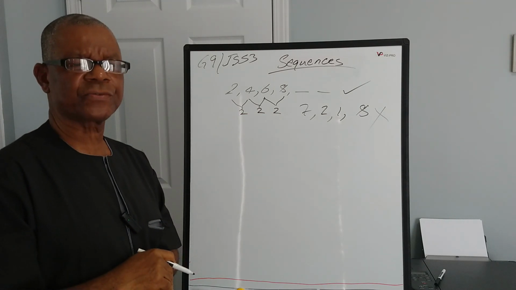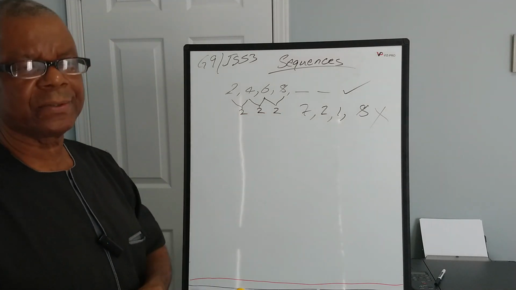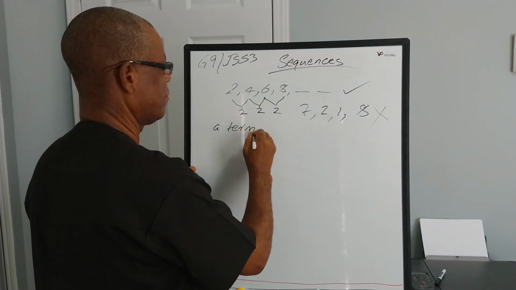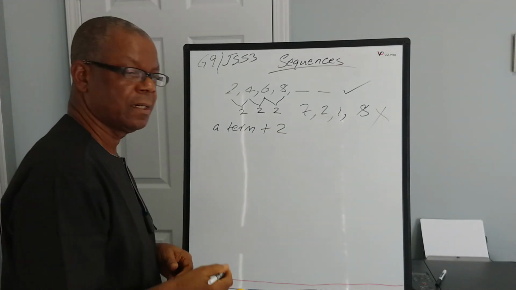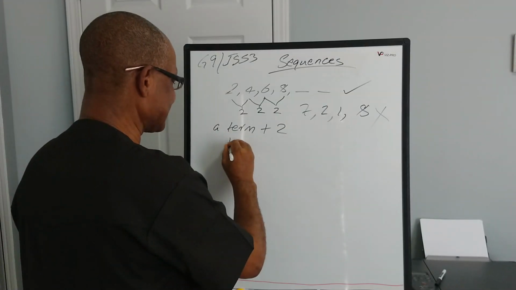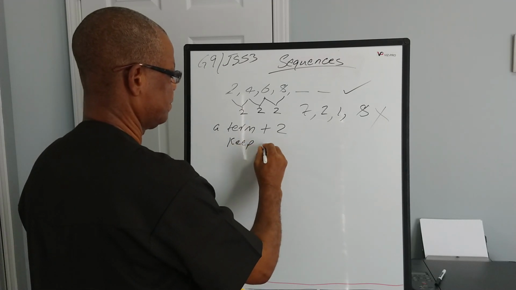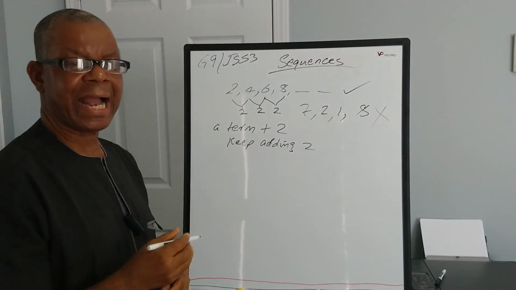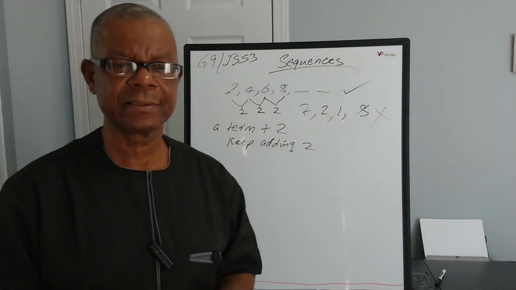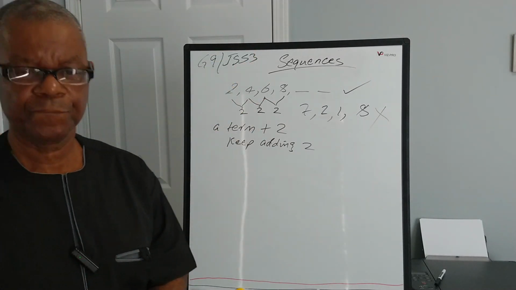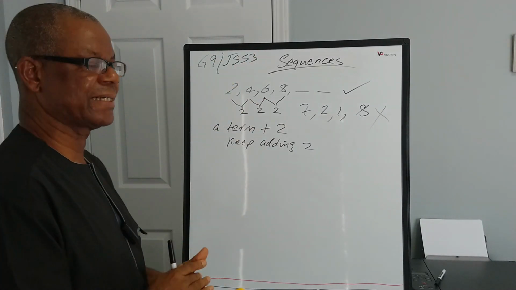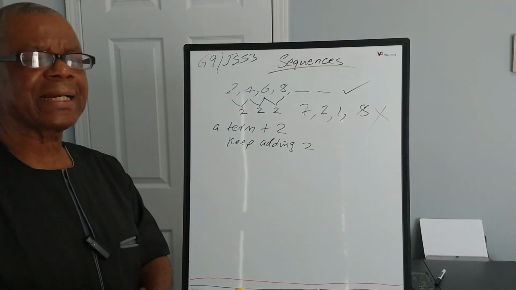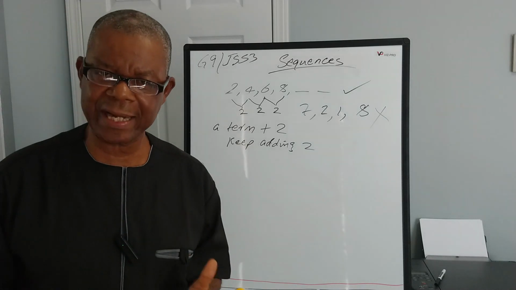And when we are asked to find a rule, like we have found here, we simply say that it is a term plus 2, or keep on adding 2, or just add 2 to get the next one. This is a sequence because it is orderly listed. You can easily know the rule. Like here, we can even add more terms when it is required of us.